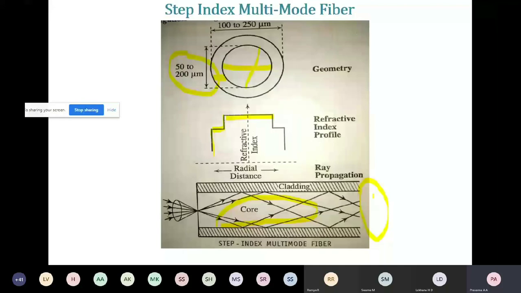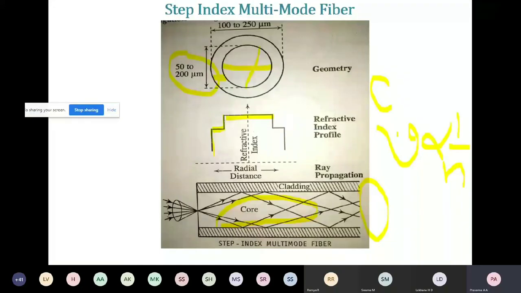Let me tell you the reason. You know that c is the speed of light in vacuum. Let me take v as the velocity of light in a medium. That velocity is inversely proportional to the refractive index. This is a well known fact. If the refractive index is high, the velocity of light is smaller.